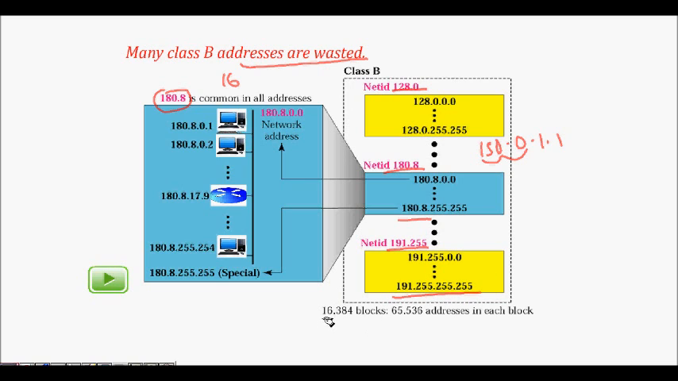So there are these many blocks, okay, and 65536 addresses in each block. So how are we getting this? The first two bits for this are 10. Okay, and this means we have 14 bits left, and 2 to the power of 14 blocks will be there in class B. So one such network is where the network address is 180.8.0.0.